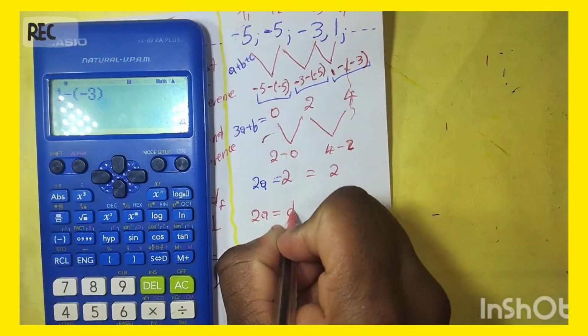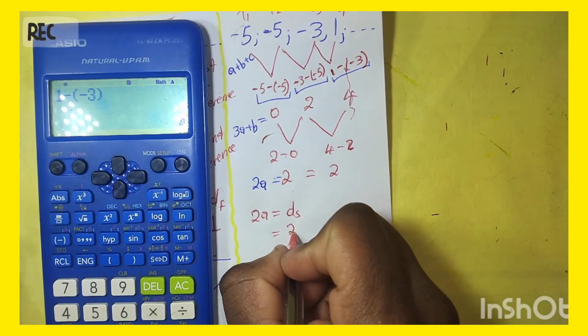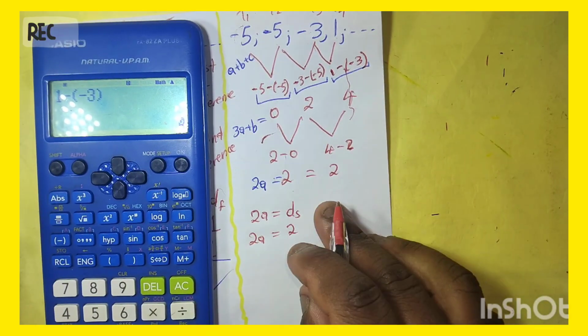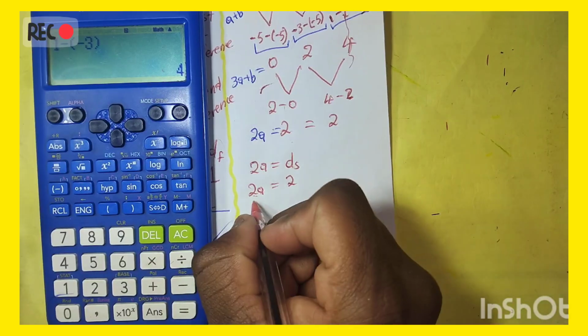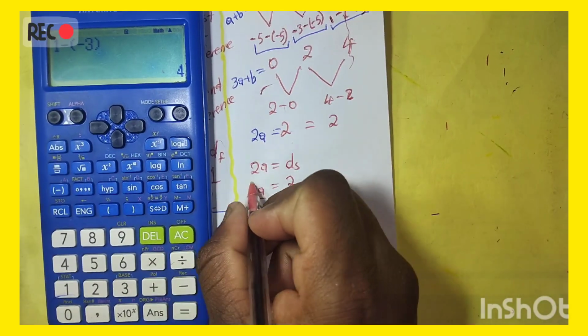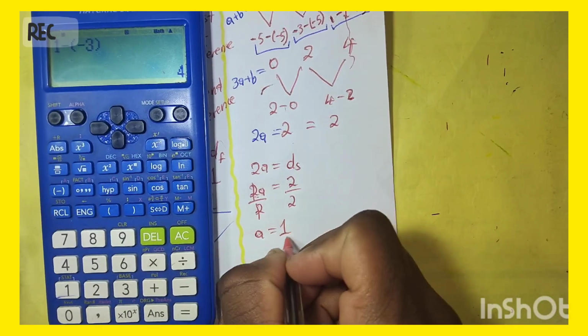That's a second difference. The second difference is 2. Then I can solve for a. What is in front of what I need, I divide by it so that it gets cancelled. The value for a is 1.